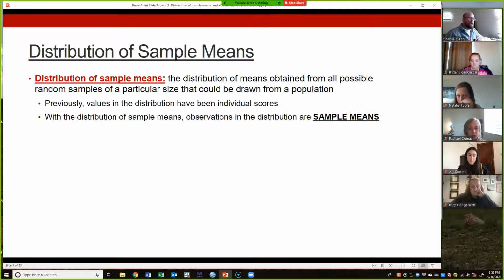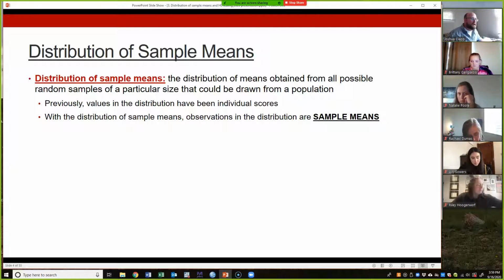Okay, so the way we do this, and a fundamental principle in terms of understanding what's actually going on behind our statistics, is understanding this idea of our distribution of sample means. Okay, the distribution of sample means is the distribution of means of all possible random samples of a particular size that could be drawn from a population. Okay. Before, we were talking about distributions of individual scores.